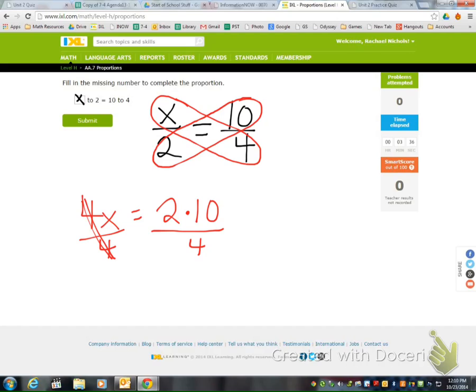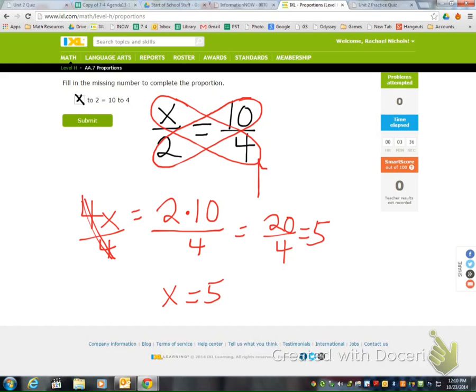Now, the shortcut to it, as I told you, whatever's across from x is always going to end up getting multiplied by x, which means you're always going to end up having to divide by it in order to get x. So, the shortcut is we multiply the two numbers that are across from each other, and we divide by the one that's across from our unknown quantity, our variable. So 2 times 10 is 20. 20 divided by 4 is 5. So our x value here is 5.